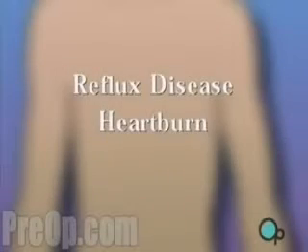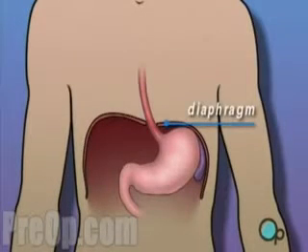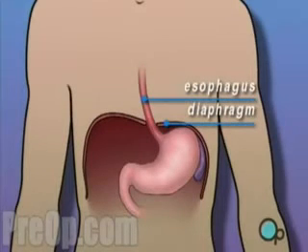Your doctor has recommended that you undergo surgery to treat reflux disease. But what does that actually mean? Your diaphragm is a muscle that separates your chest from your abdomen and helps you to breathe. Normally, the diaphragm has an opening for the esophagus to pass through, where it connects with the stomach.